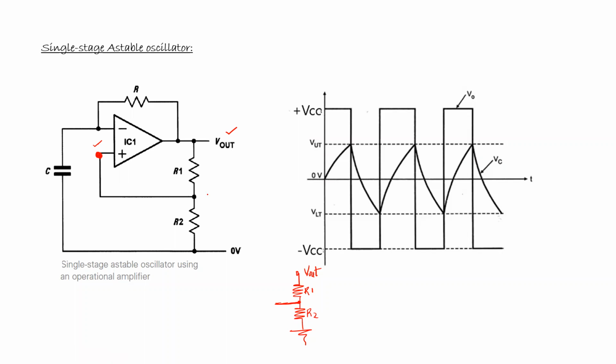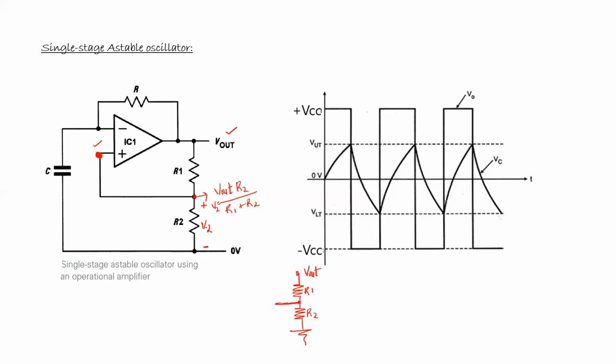Now, what is this voltage I'm writing? This voltage is the total voltage times the resistance of the branch where the voltage is falling. It is falling across R2, so this is the voltage I'm talking about, divided by the sum of the resistors. This voltage is being fed back to the non-inverting terminal. Let's say this is the voltage V2.